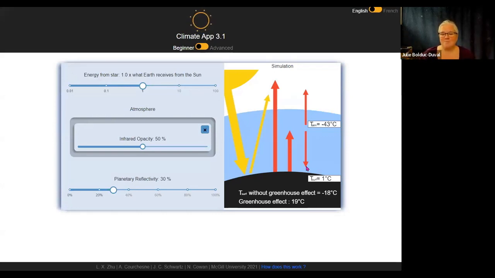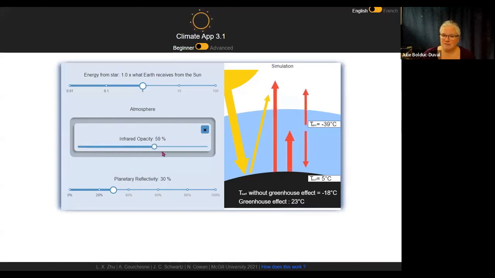down. But again, you can play with the infrared opacity. It blocks more light, so the greenhouse effect will be stronger. You can see here the temperature of the surface would be 24 degrees, while it would be minus 18 without the greenhouse effect. So the greenhouse effect increases the temperature by 42 degrees. Or you can have a lower opacity, and then the temperature change is not as strong.